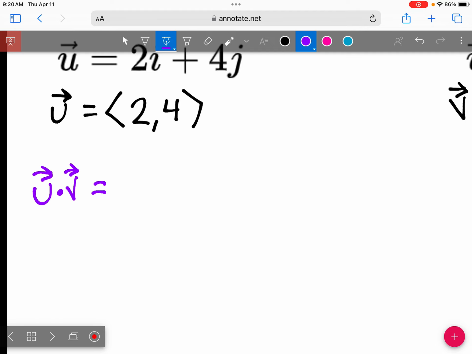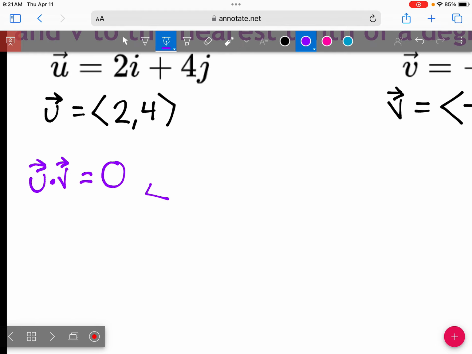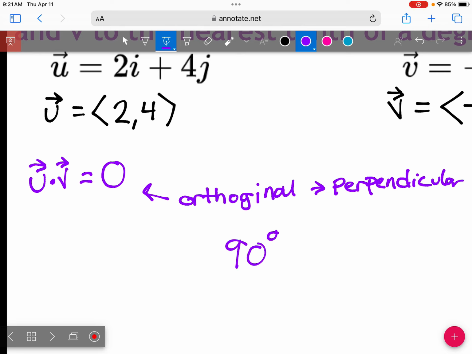What is the dot product of u and v? 0. Do I need to do anything else to know the angle between them? No, because what does a dot product of 0 mean? They are perpendicular, which means what's the angle? 90. Our new word for that was orthogonal, which means perpendicular. It's 90 degrees bang on.